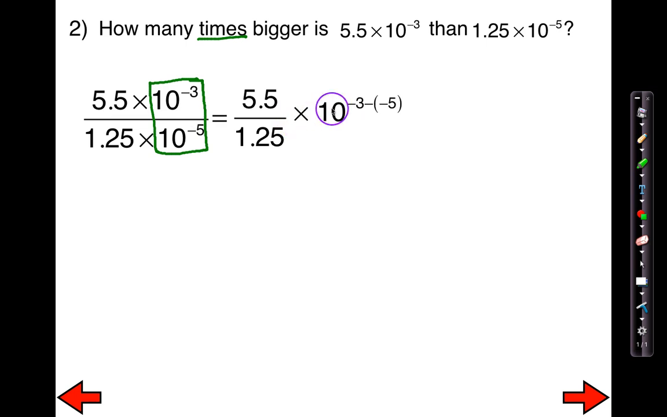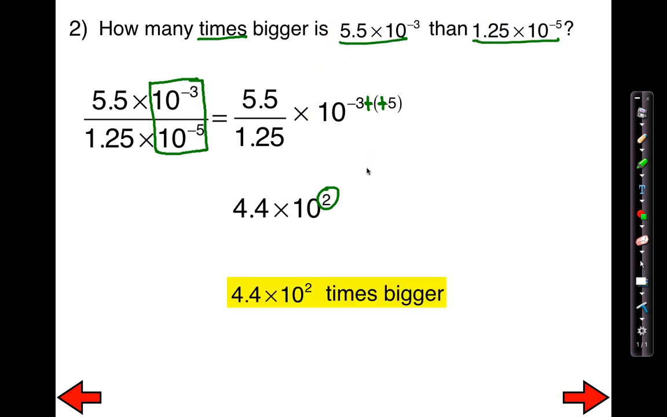So I'm going to multiply it by 10 to the negative third minus a negative 5. I can't stress enough that in a case like this, you want to make sure it is a minus negative. A lot of students have the tendency to just write negative 3 minus 5 and be done, which gives them the wrong answer. So here we're going to divide 5.5 by 1.25, which is going to give us 4.4. And then simplifying, we add the opposite, and by adding the opposite, I end up with a positive 2 here. So how many times bigger is this compared to this? I would say 4.4 times 10 to the second times bigger.